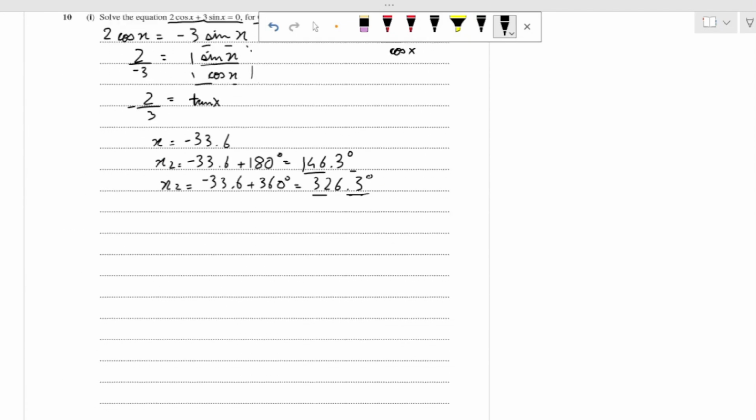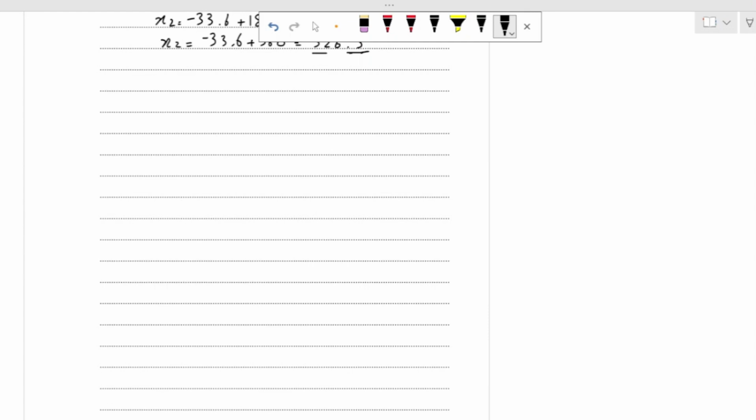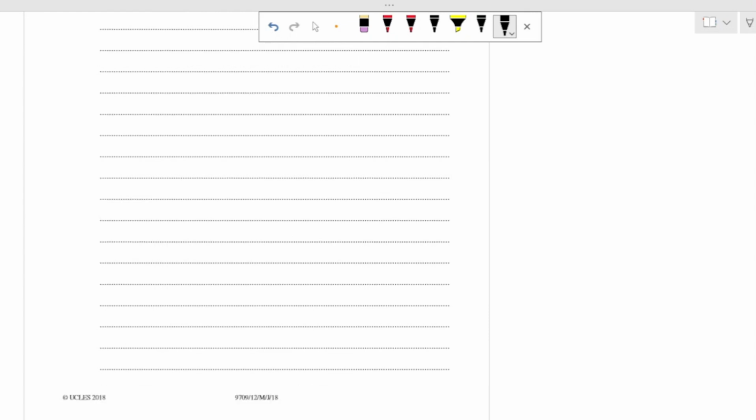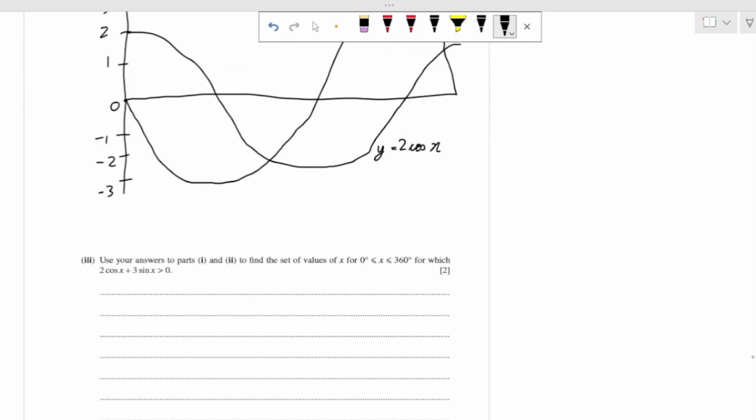For part 1 we had found two values, but how do we determine the two ranges? Well, you could do this by one of the methods that I call the boundary compare method. Basically, check on either side of 146.3 degrees and 326.3 degrees if the values are increasing or decreasing. Simply substitute the value of 146.3 into the equation. You would of course get an approximate value of 0.